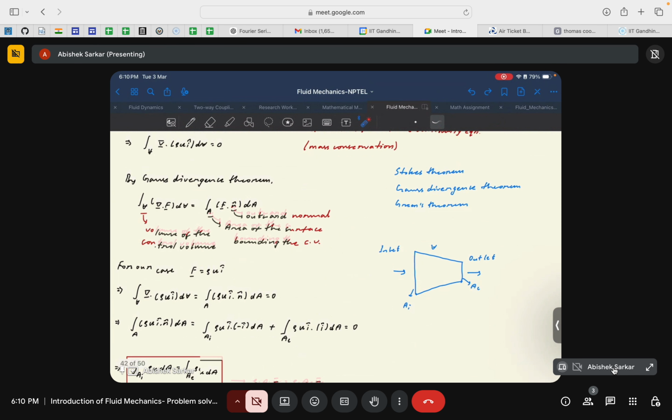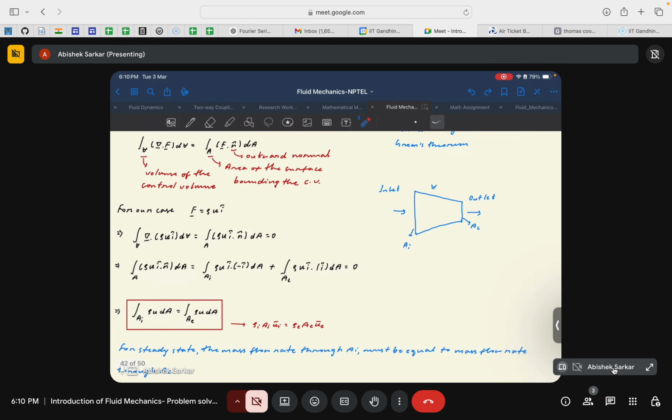Okay, so for a simplified case, consider this, say a vector f is equal to rho u i cap.